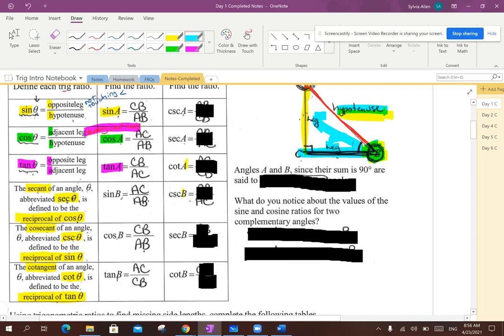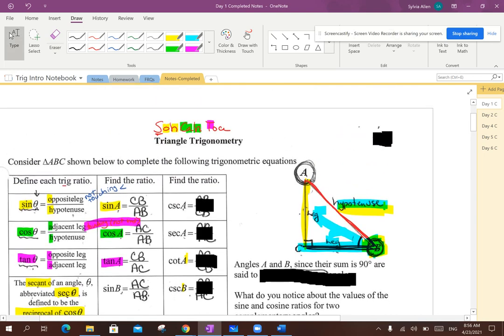Now let's go ahead and look at the reciprocals. The reciprocal of sine is going to be cosecant. It's of the same angle, so you just flip. So instead of CB over AB, it's going to be AB over CB.